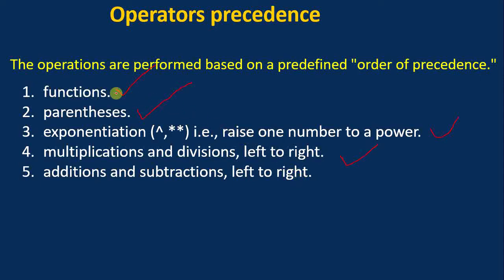Okay, so the first priority goes to functions, the second priority goes to parentheses, third priority goes to powers called exponentiations, fourth priority goes to multiplication and divisions, and fifth priority goes to addition and subtraction. So it is the same as the BODMAS rule that you learned in school.